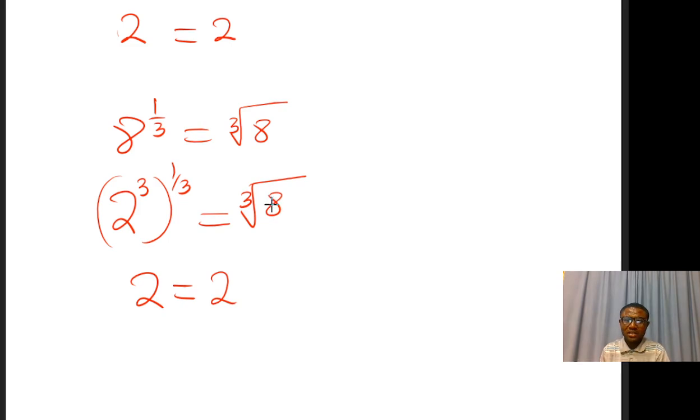So the cube root of 8 simply means what is that number that can be multiplied 3 times to give 8, right? So in summary, whenever you have a to the power of 1 over n, this n will be here, the nth root of a, right?